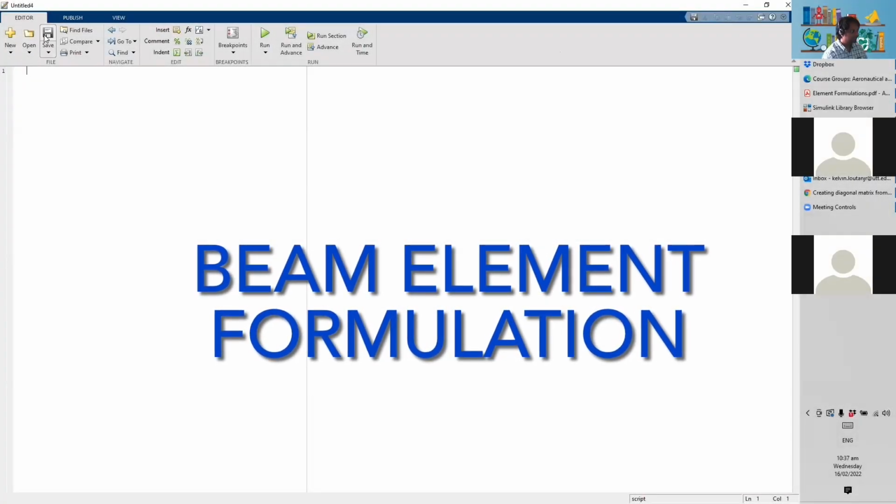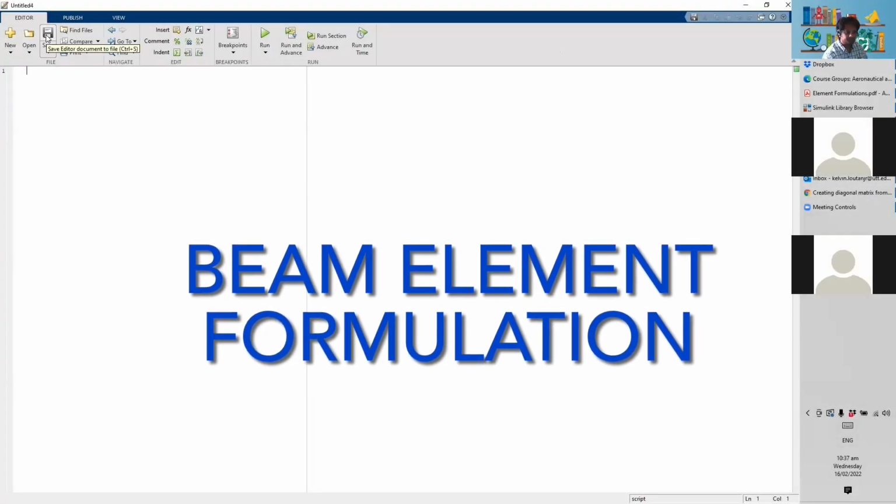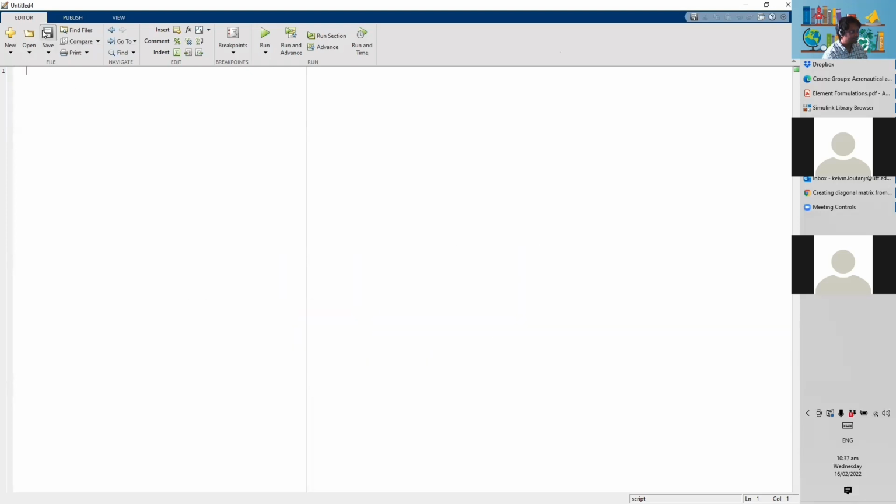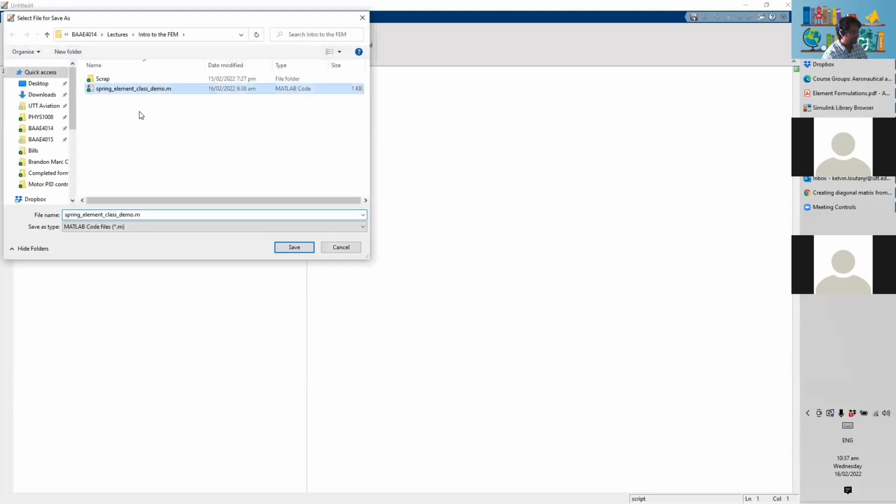All right, so we open up a new script here, and again we save it. Let's save it as beam. Always keep in mind that when you're saving, do not create any spaces in your file name, and also do not start off with a number. Right?